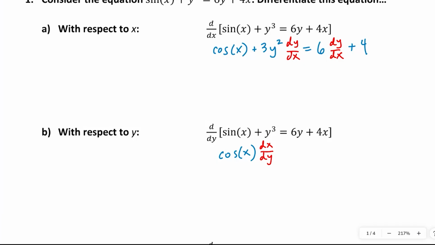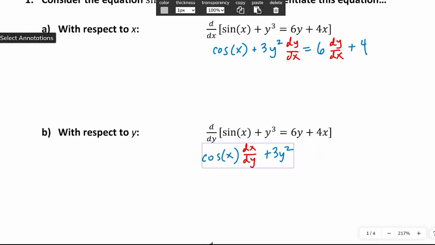Now, when we differentiate an expression that has y in it, you won't have that extra differential at the end because you'll have dy over dy, which is just 1. So here we just have 3y squared for that second term. Let me move this over a little bit.